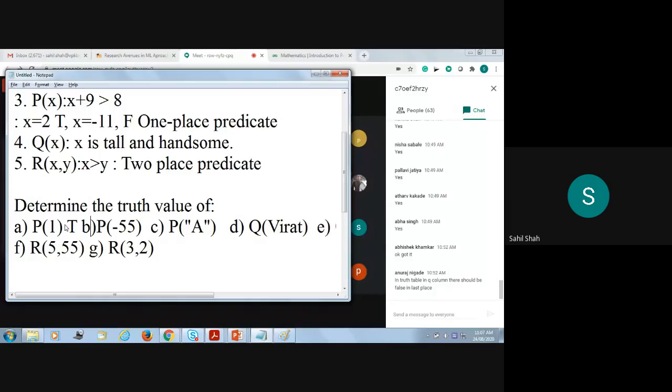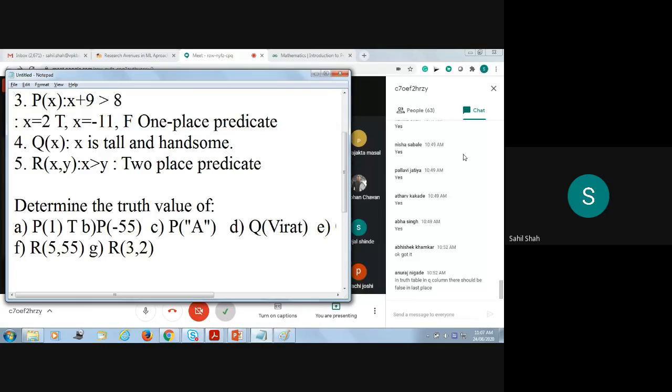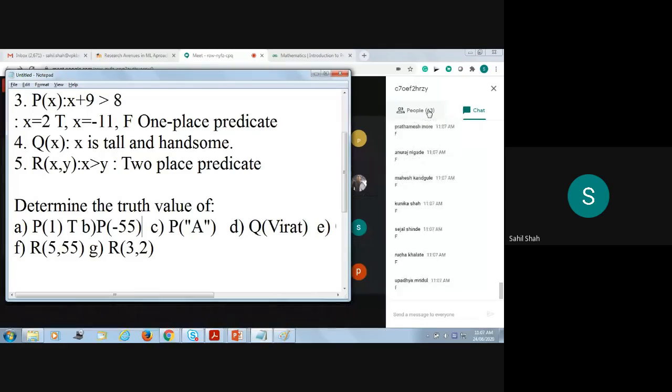What will be the truth value of P of minus 55? Could you tell me? Any answers? F. Okay, F. Perfectly. You might be thinking why sir is taking so many simple examples. The reason is not everyone has that good connectivity.